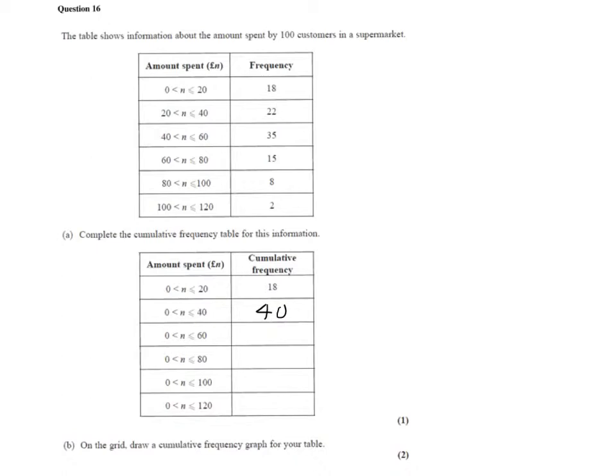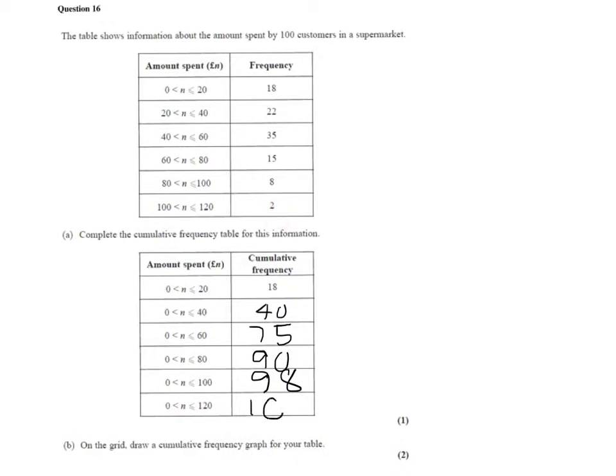Now we want to go from 0 to 60, which is 18, 22, which we already know is 40, and 35 is 75. So now we've got our 75, and we've got to add on 15 to that, which gives me 90. Then I need to add on 8 to all of that lot, which we already know is 90, so that's 98. And finally add on the 2, gives me 100.